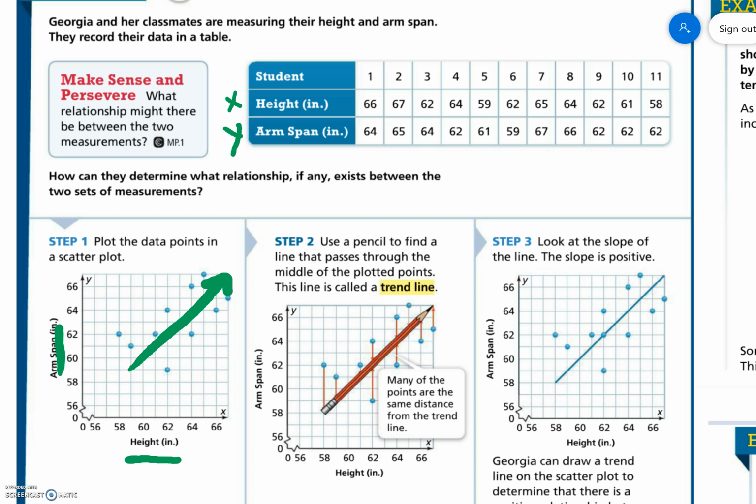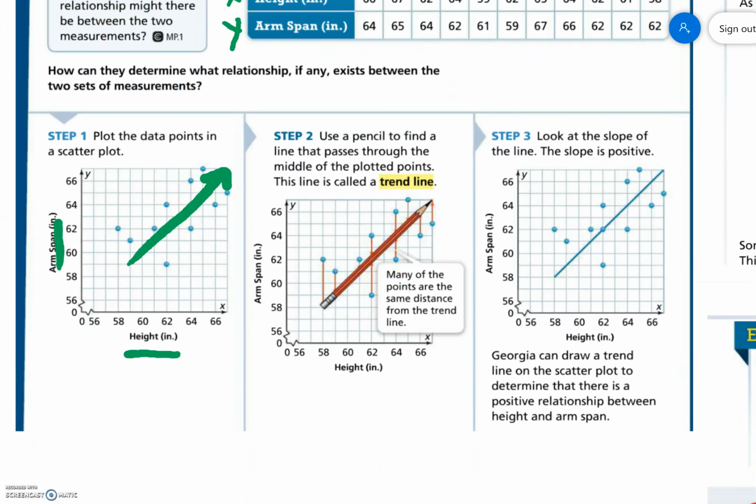All the points are really close to those. Then you want to look at the slope of the line. The slope of that line is positive. So her trend line shows a positive relationship. It's going up as we read left to right.